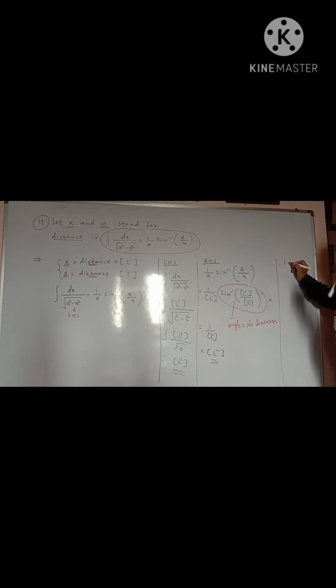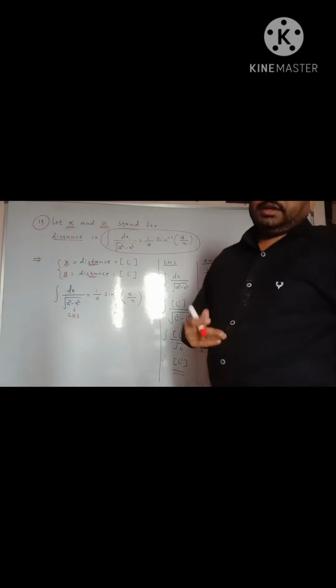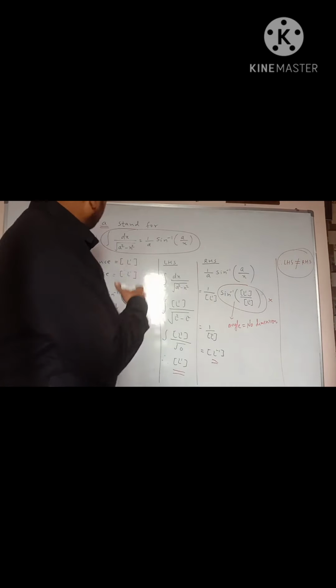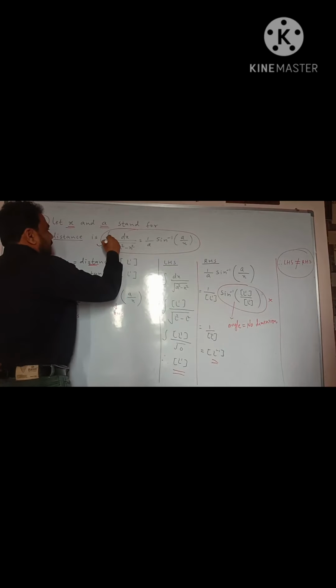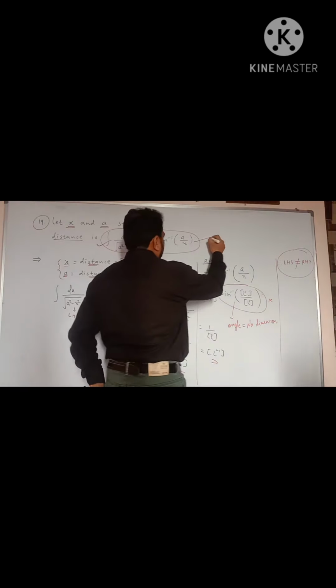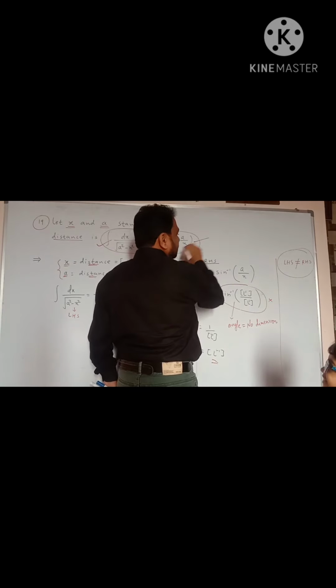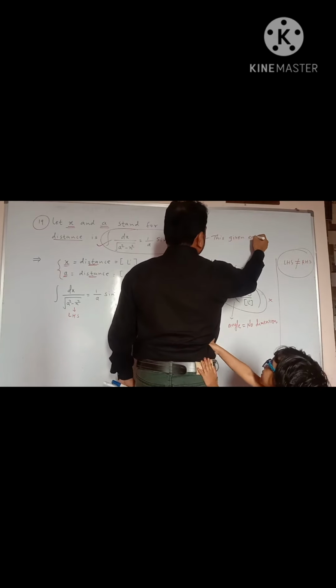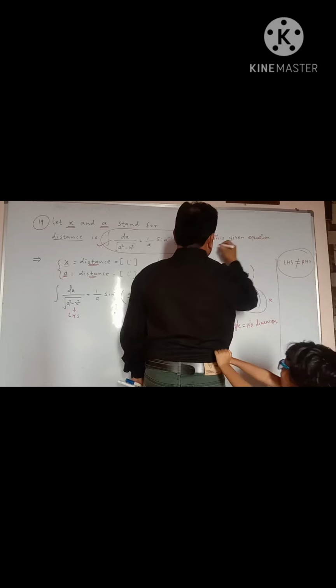left hand side is not equal to right hand side. So this is our conclusion. If the left hand side is not equal to the right hand side, we can conclude that the given equation is not correct.